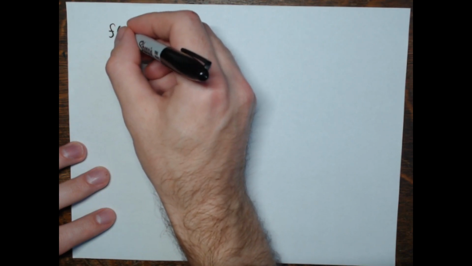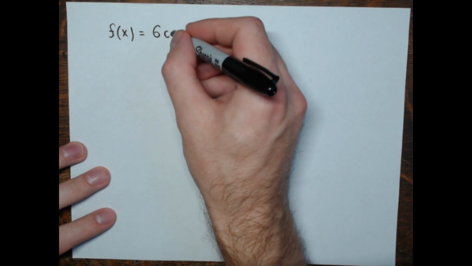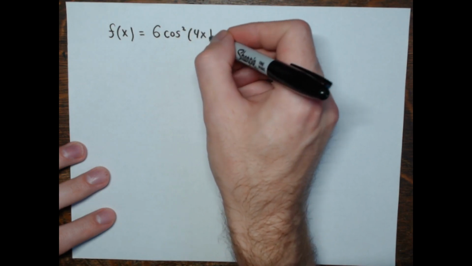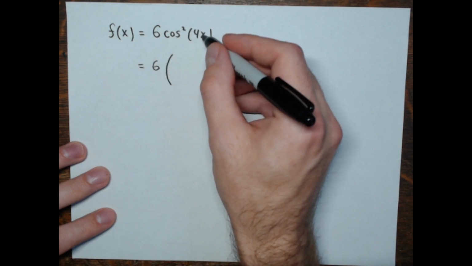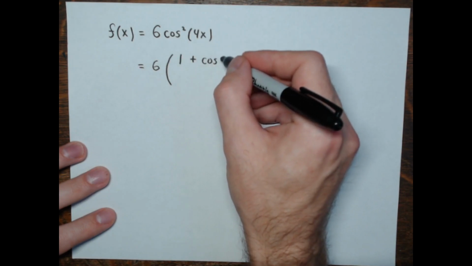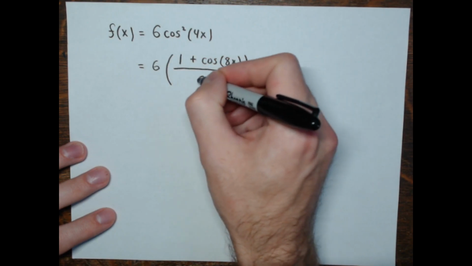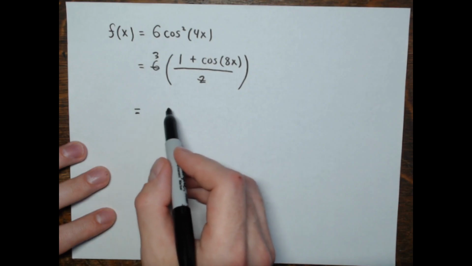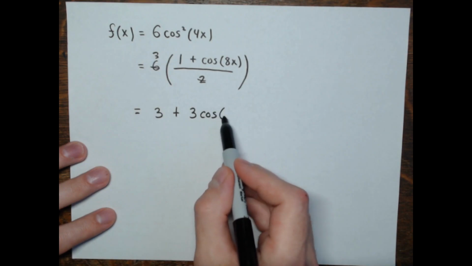So our function is 6 times cosine squared of 4x, which would be 6 times, and then cosine squared of 4x would be 1 plus the cosine of double that, right? Then all divided by 2. And then 2 goes into 6 3 times. All right, and then this ends up being just 3 plus 3 times the cosine of 8x.